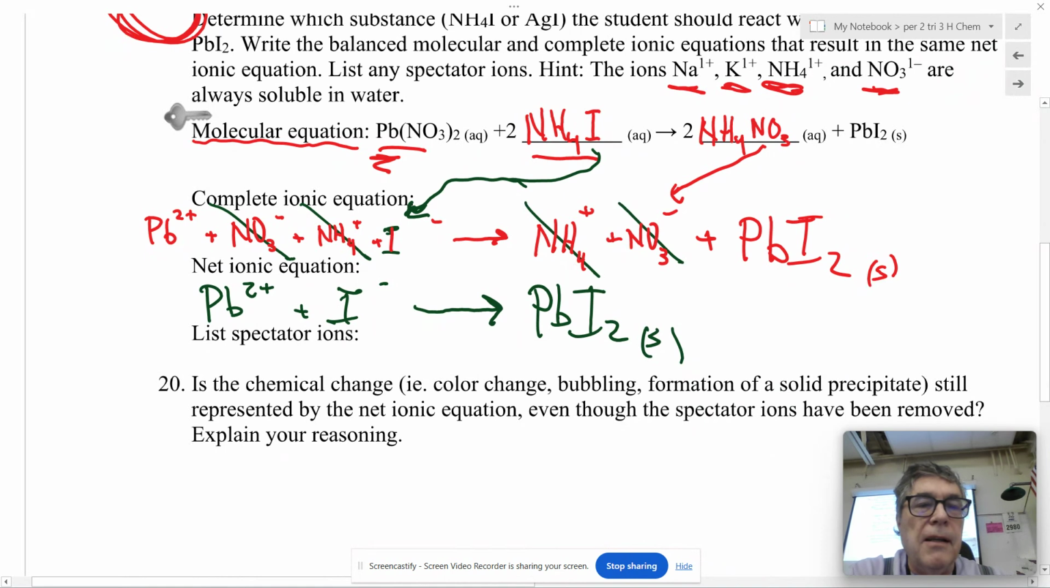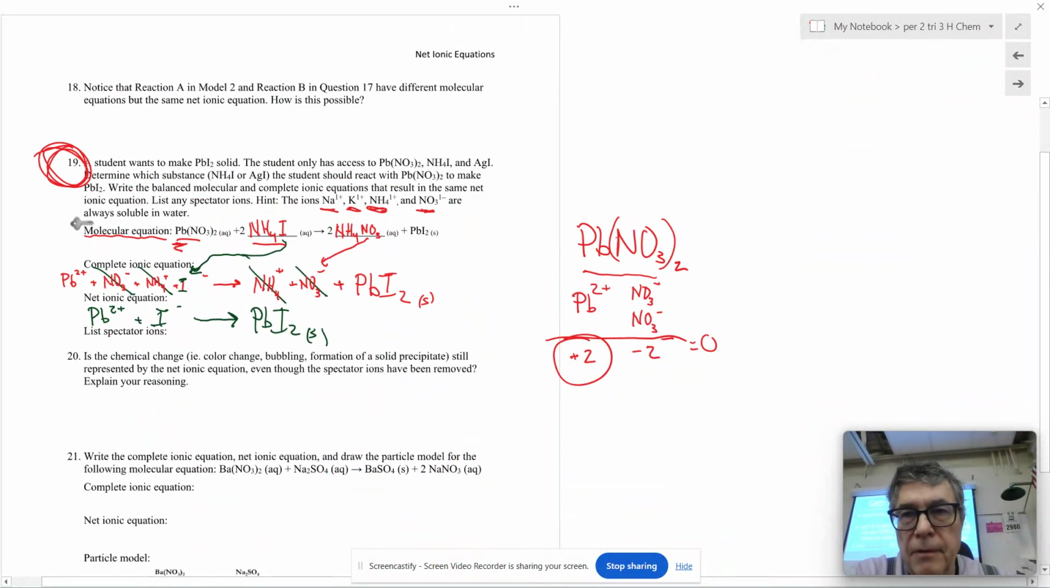Okay, we're going to cross off number 20. If my computer lets me.